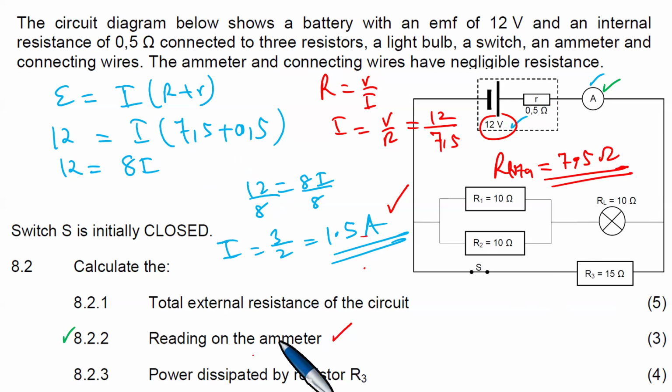Okay, good now. We'll move on. So the reading on the ammeter is exactly I equals 1.5 amperes. Now we need the power. What is the power dissipated by resistor R3? Power dissipated by resistor R3. What is it?